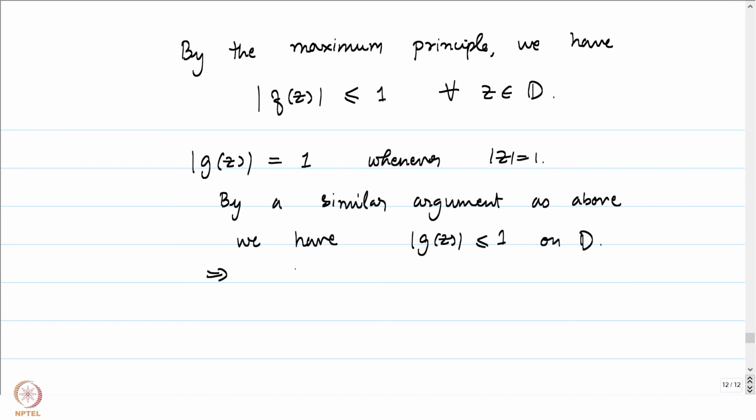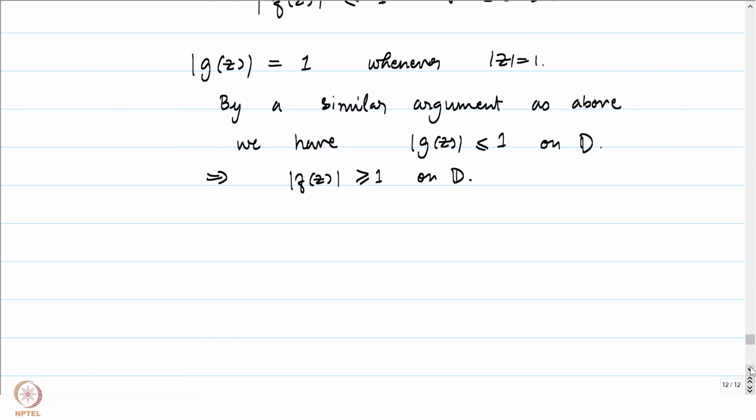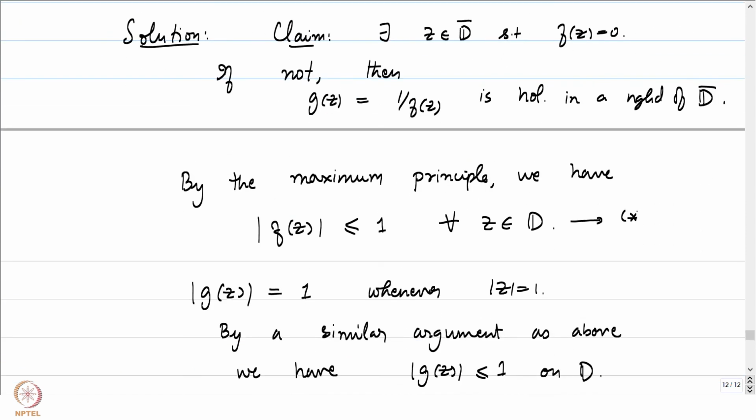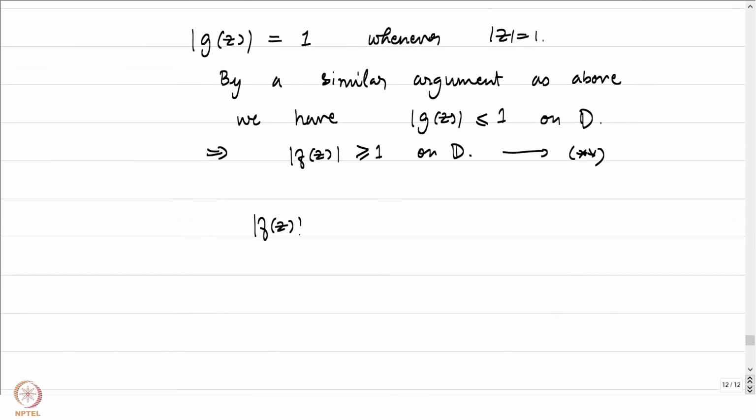But that implies that absolute value of f of z is greater than or equal to 1 on D, because g of z is equal to 1 by f of z. Therefore, we now have from star and star star, let me call this star star, and let's call this star, we get to conclude that absolute value of f of z is equal to 1 on D, in fact on D bar, in particular on D.